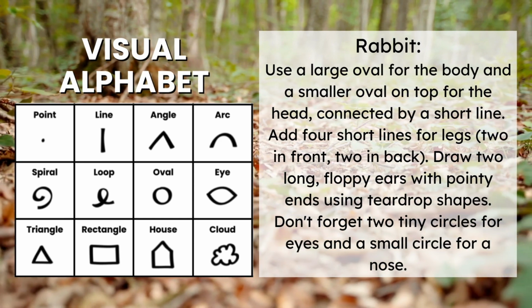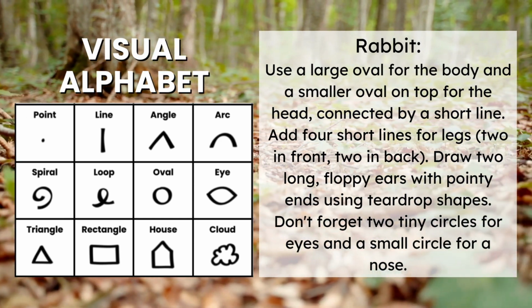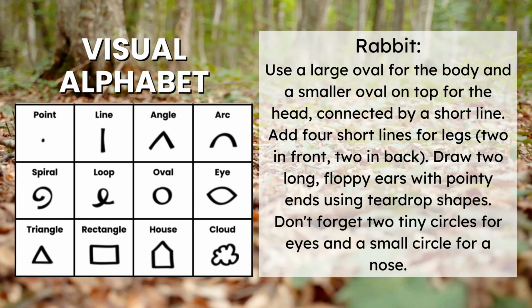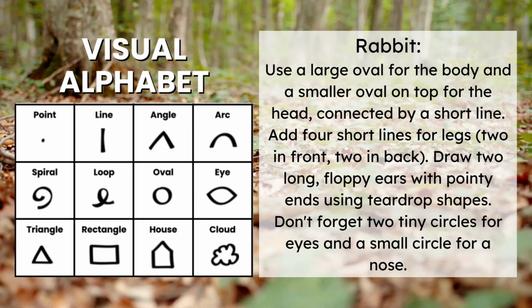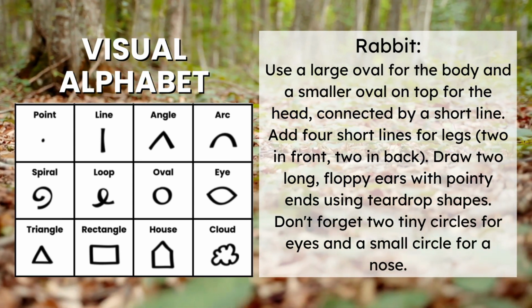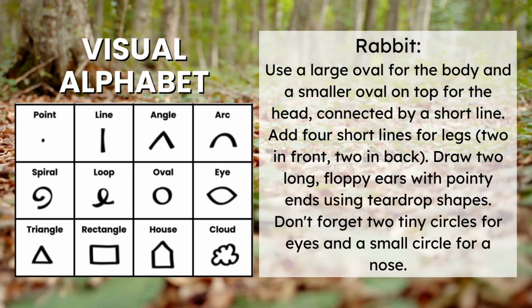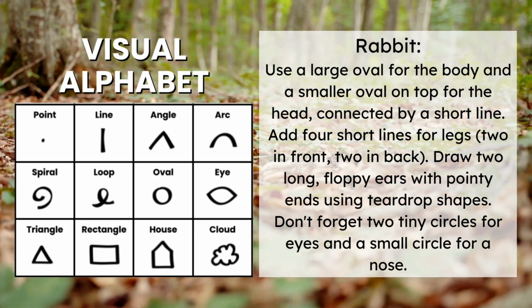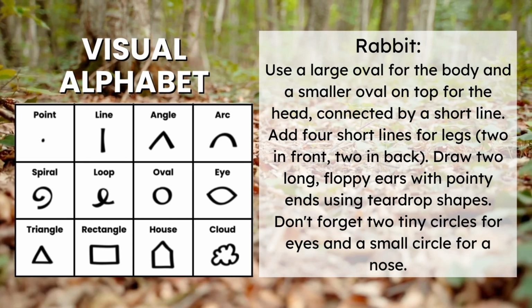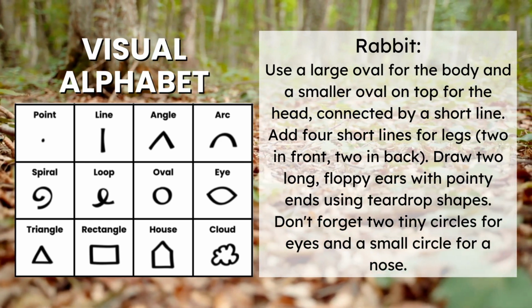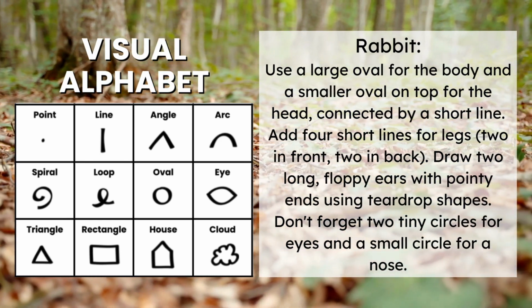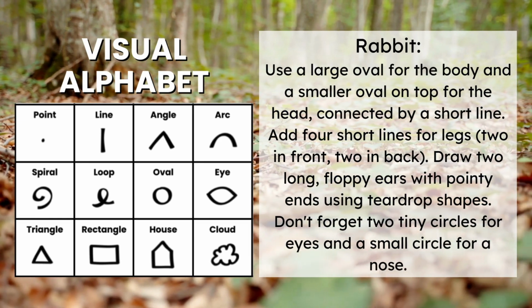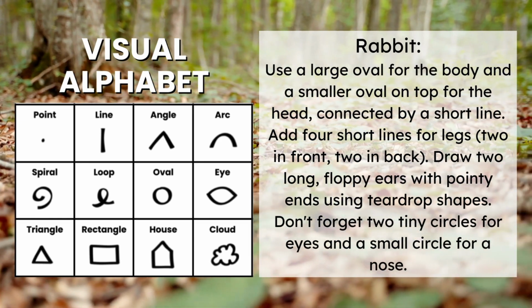If you see a rabbit, use a large oval for the body and a smaller oval on top for the head, connected by a short line. Add 4 short lines for legs, 2 in front and 2 in the back. Draw 2 long floppy ears with pointy ends using eye shapes. Don't forget the tiny circles for eyes and a small circle for a nose.